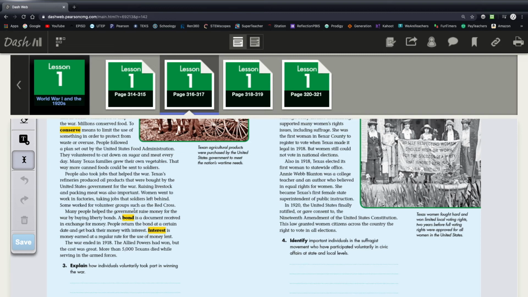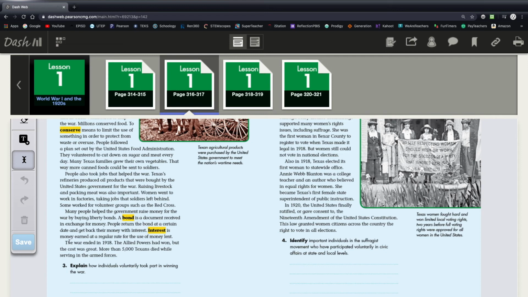Many people helped the government raise money for the war by buying Liberty bonds. A bond is a document received in exchange for money. People return the bond at a certain date and get back their money with interest. Interest is money earned at a regular rate for the use of money lent.